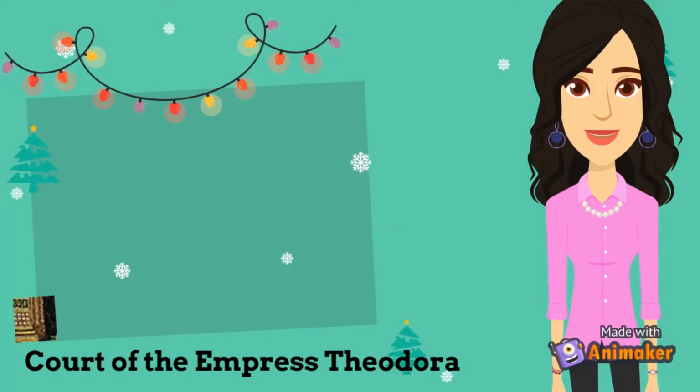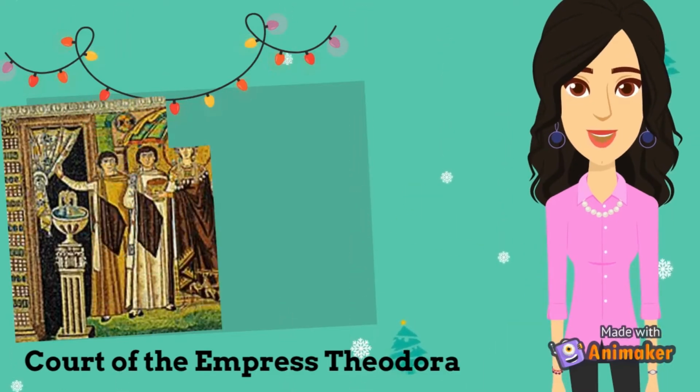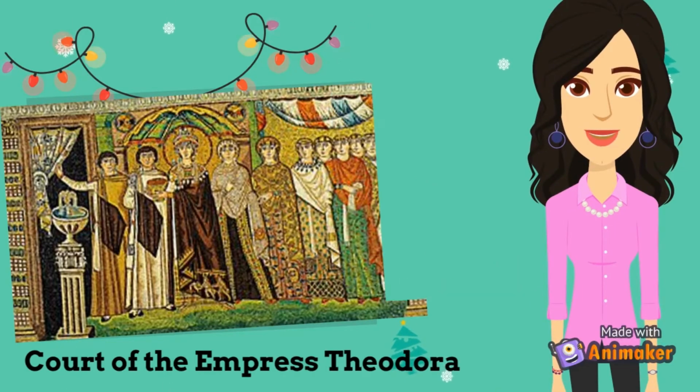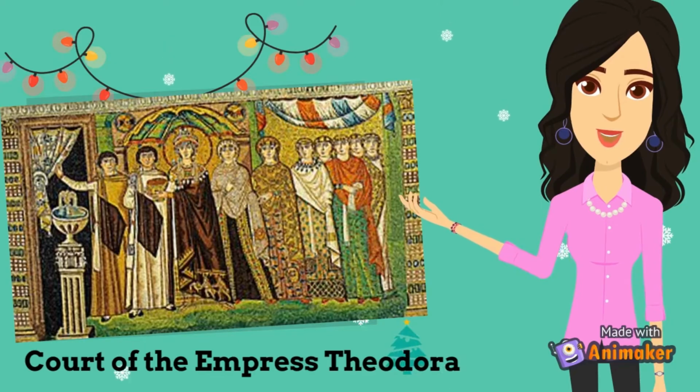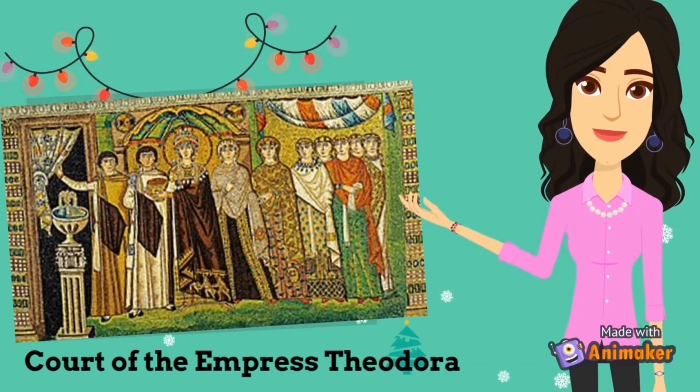Let's see the best example of emphasis in Western and classical art, which is the court of the Empress Theodora. As you can see, Empress Theodora was given emphasis in this artwork. She is the one in the middle wearing a brown robe.